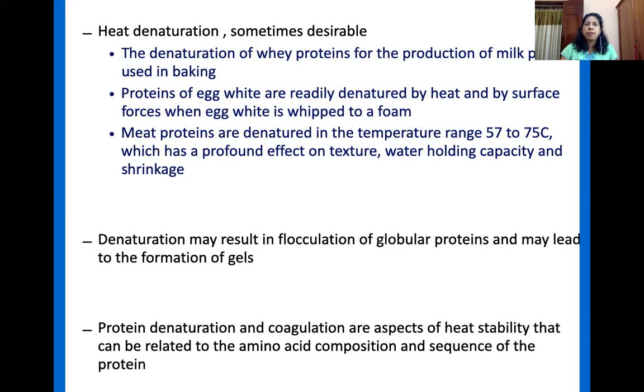So you have experienced these things. In the last example, the meat proteins are denatured in the temperature range 57 to 70. Then you can see that the texture of the protein is totally changed. And also because of that, the water holding capacity is going to reduce. And you can see once you cook the meat product or the fish or these kinds of protein-rich products, you can see it's getting shrunk.